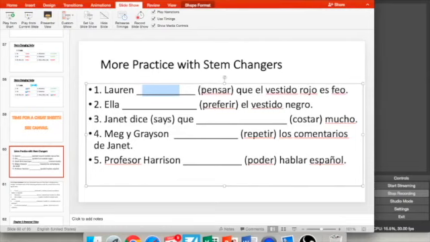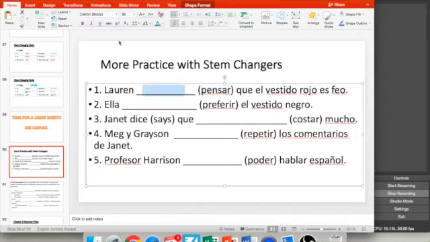You have to know, well, is pensar an O to UE stem changer? I don't think so because there's no O. So we can cross that out. Is it a U to UE stem changer? Probably not. It doesn't have a U in there. So that allows us to narrow it down to two. It's either an E to IE stem change or it's an E to I. So if you consult your cheat sheet, you will know that pensar has a stem change from E to IE. So we're going to end up with pensar. I need to chop off my AR to conjugate. And in this case, I'm talking about Lauren or she.